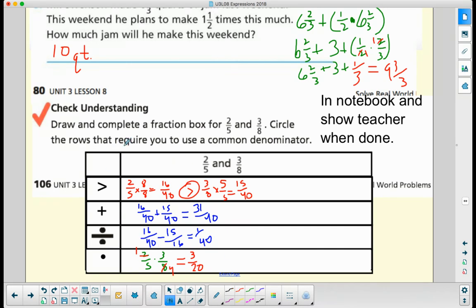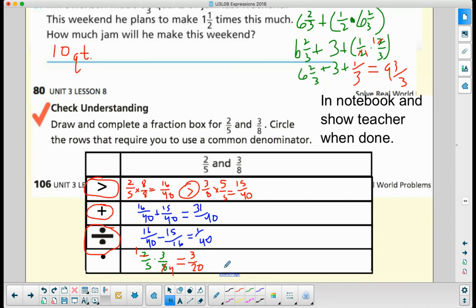Draw and complete it. Circle the rows that required you to use common denominators. So I think I would just circle it like this. I needed common denominators to compare. I needed common denominators to add. I needed common denominators to subtract. Looks like what this lesson is really trying to show me is I need common denominators for these operations. When multiplying, I don't need to get common denominators.